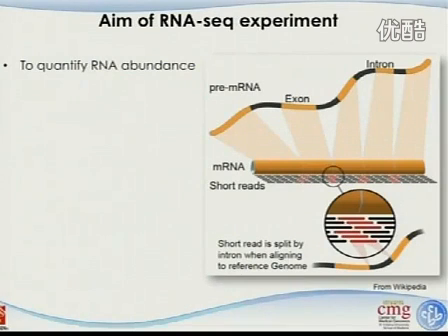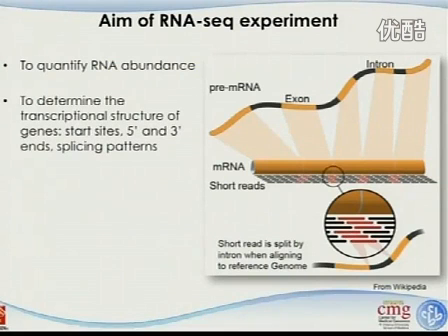Okay. The aim of the RNA sequencing experiment, the first one, is to quantify the RNA abundance. So we want to know, for each gene, how many reads there are, or how many copies of transcripts are expressed. The second aim is to determine the transcriptional structure of genes, including the start site, 5' and 3' ends, and splicing patterns. So not only how much this gene is transcribed, but also how it is transcribed: where it starts, where it ends, where it has been spliced.